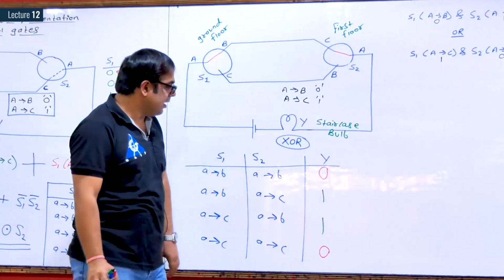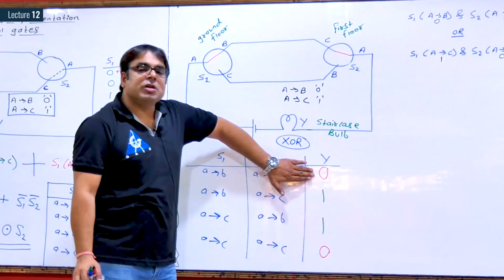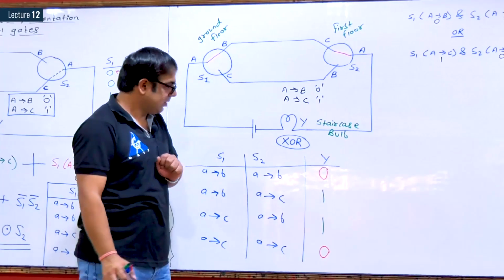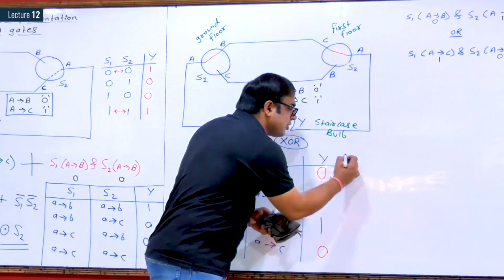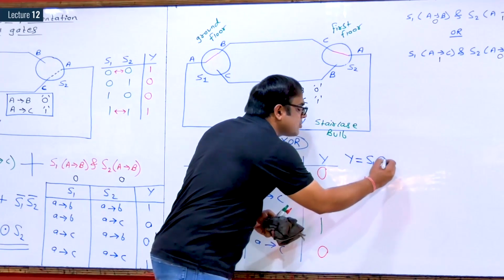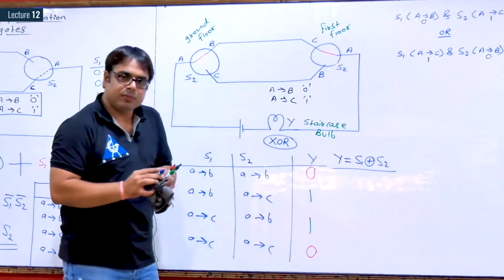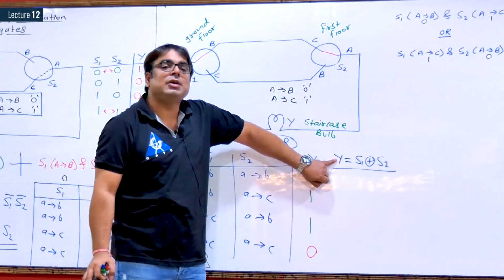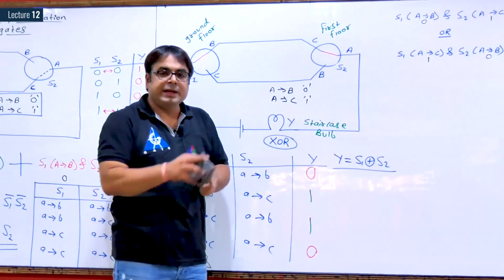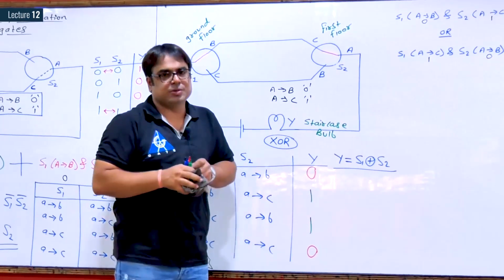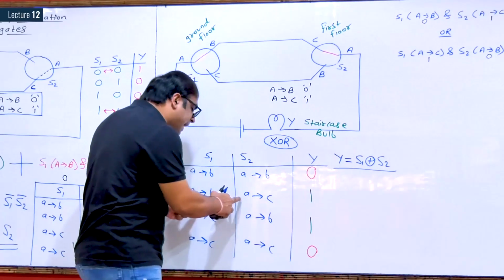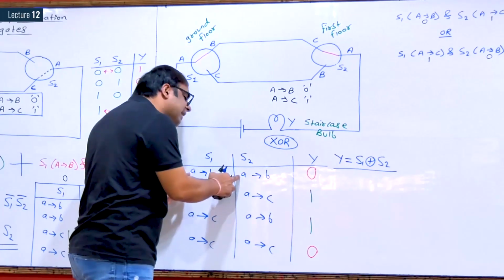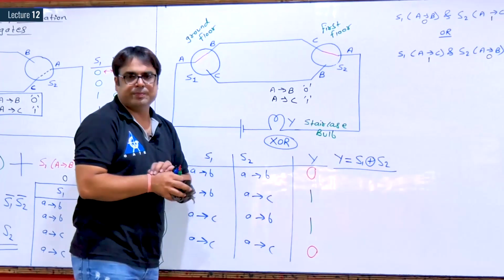Now if you read the question again, it will become simple for you. The bulb is on or off. Does it depend on only one switch? The answer was S1 XOR S2. The bulb will glow. Does it depend on only one switch? No. It depends on the state of both switches. If both switches are in opposite states, then your bulb will glow. And if both switches are in the same state, the bulb will not glow. Similar condition.